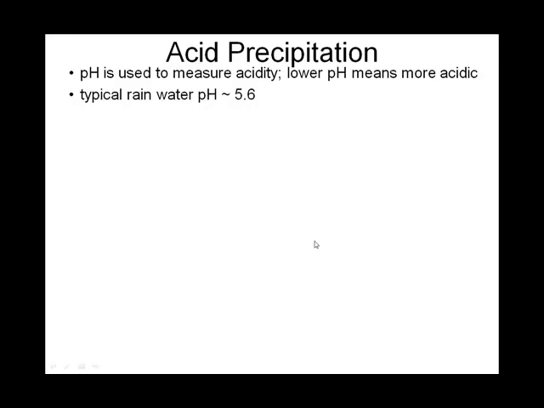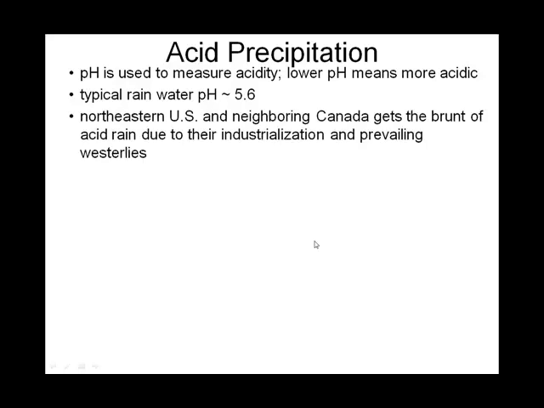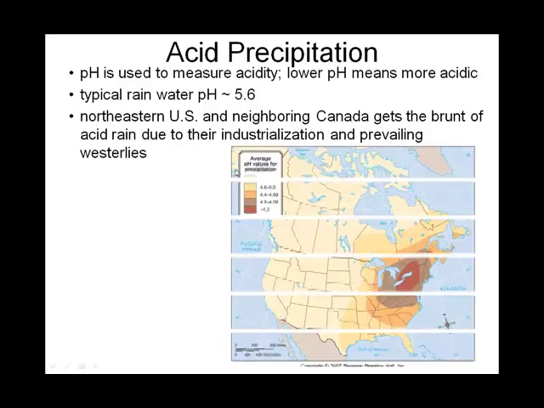Now, typically, in kind of our hydrological cycle, we would expect actually our rainwater to be acidic. Remember, 7 is neutral, so pH of 5.6 is acidic. But what we're going to see on the map here in a minute is that we definitely have pHs even lower than the normal 5.6 in kind of our northeast.